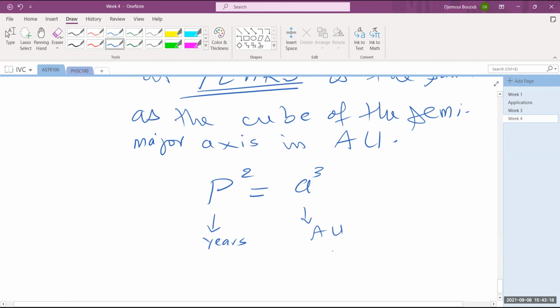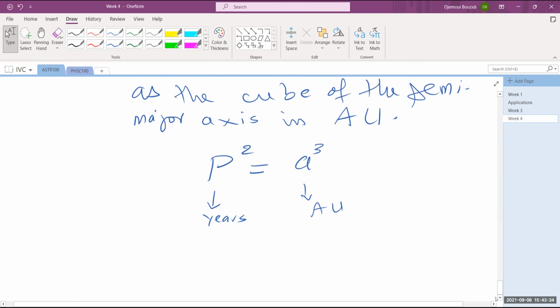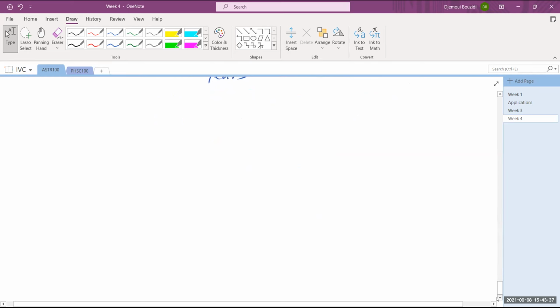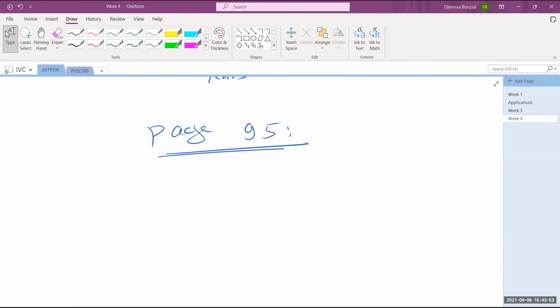So let me pick up the book here. By the way, I looked at this, both editions have the same page. I'm using the 6th edition, and I also have the 5th edition, the same page. So I'm looking at page 95. On page 95, it has several planets. Let me pick up my calculator also, because at some point I really need to do some calculations.